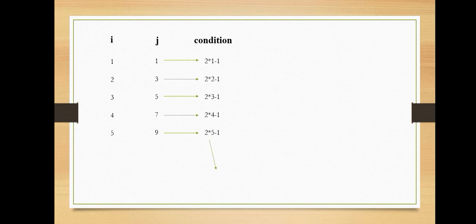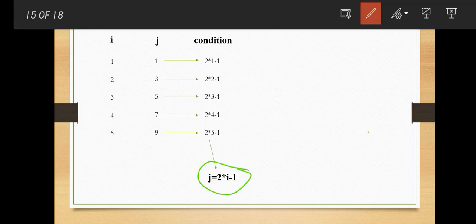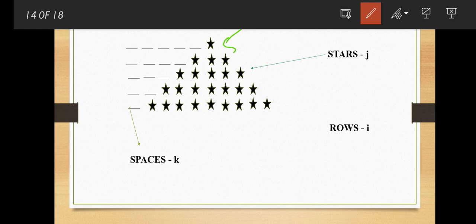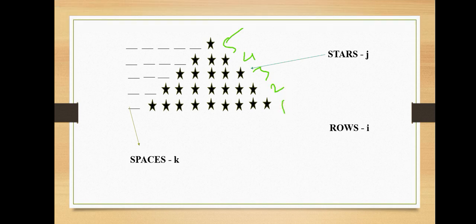Now what's the condition? It is j equals to 2 into I minus 1. If you place the same values of I in the condition, you will get the same values continuously. Now here let us take K. You need to see how many spaces there actually are. In the first row it is 5 spaces, in the second row 4 spaces, in the third row 3, the next row 2, and the last row 1 space. So these are the spaces we have.